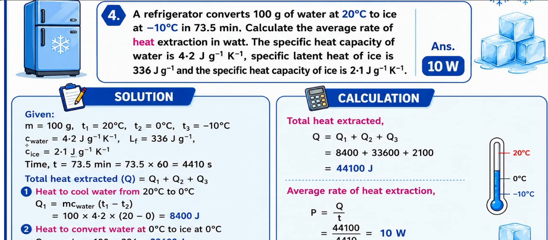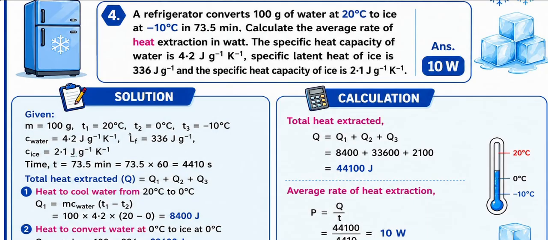Now, this is the specific heat capacity of water, which is 4.2 joule per gram per Kelvin. Then this is the specific latent heat of fusion of ice, 336 joule per gram. And this is the specific heat capacity of ice. Now the time is also given, 73.5 minutes. We have to convert this time into seconds by multiplying by 60. We will get 4410 seconds.